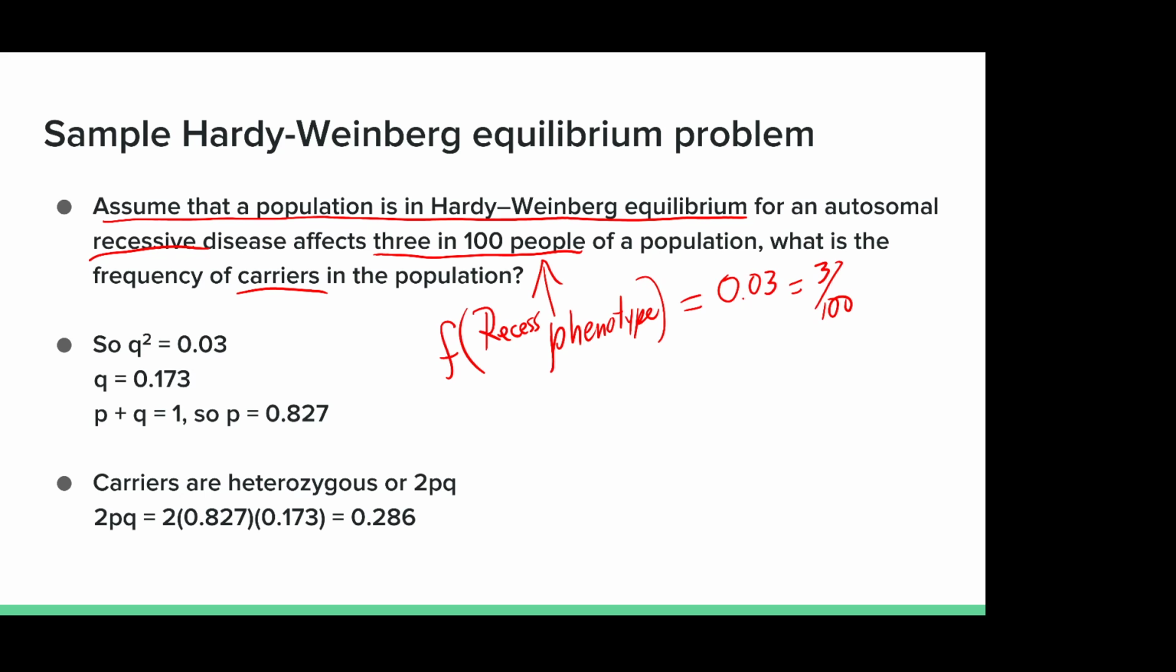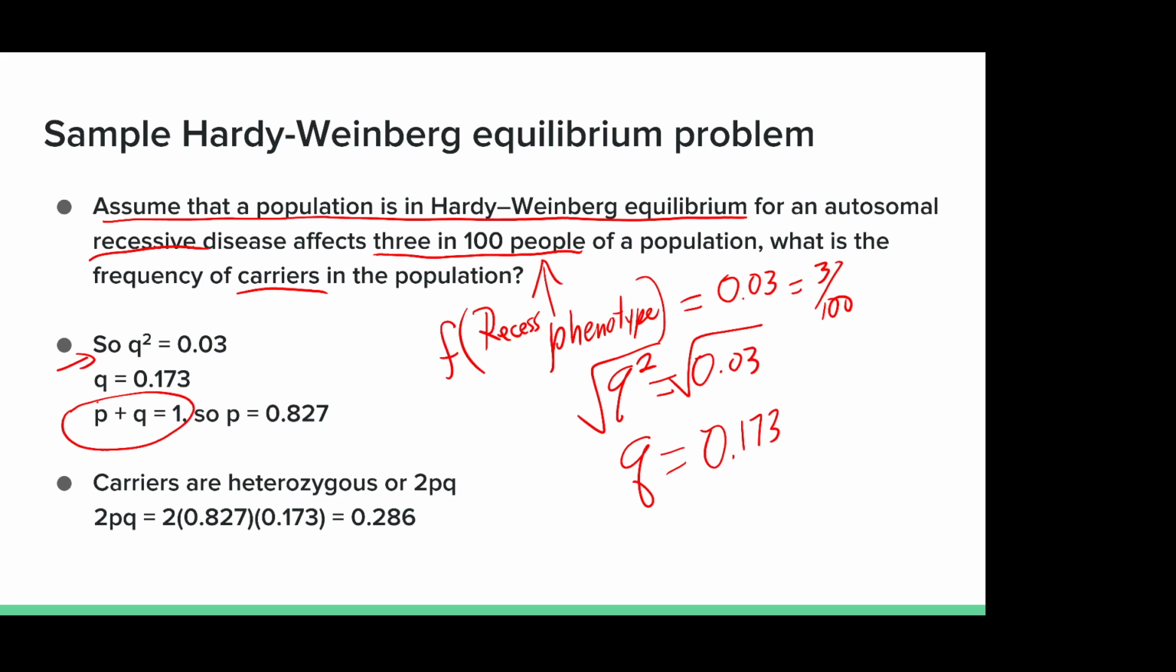Well, remember that the phenotype was given by Q squared. So Q squared equals 0.03. And you can see over here on the left-hand side, I started with that. So we need to square root both sides of that equation, getting that Q equals positive/negative 0.173. We can, of course, discard the negative root because there's no such thing as a negative frequency, at least in biology. And then since P plus Q equals 1, this was the second of the 2 Hardy-Weinberg equations, P equals 0.827.